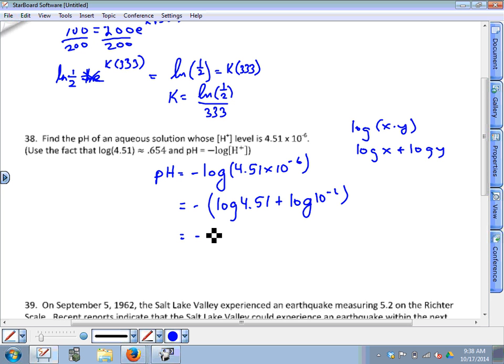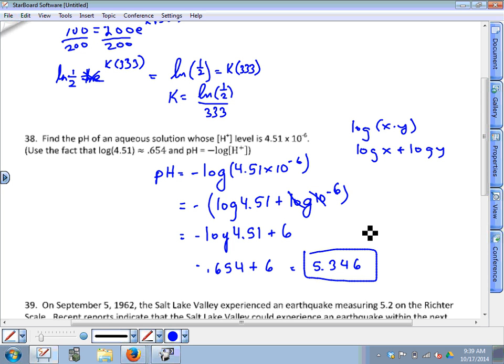And then I'm going to distribute this minus sign, so we have negative log 4.51. And then log cancels the base of 10, so that's just really a negative 6. But then when you distribute a minus sign to a negative 6, it becomes plus 6. And then it says here the log of 4.51 is 0.654, so this is negative 0.654 plus 6. And if we simplify that, we get 5.346. And that's the pH of that solution.